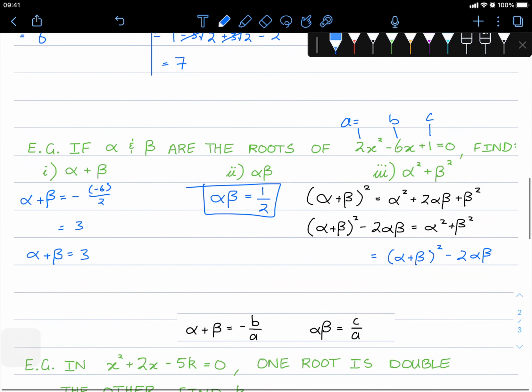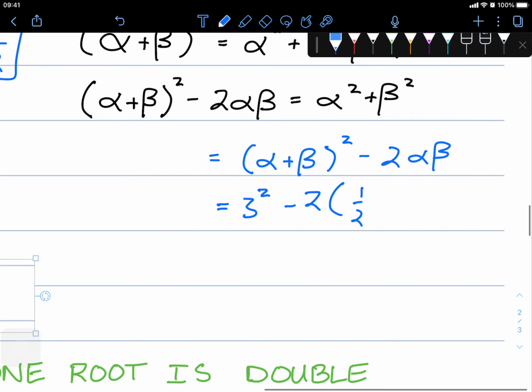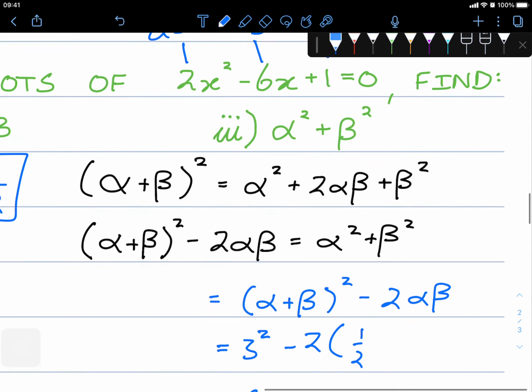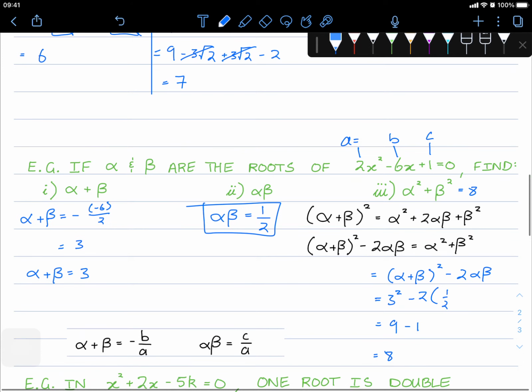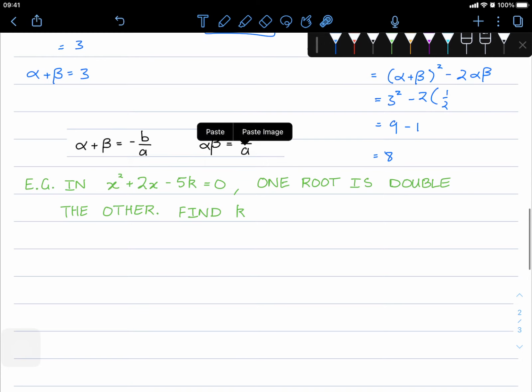And we have these values already. Alpha plus beta is 3. So this is just going to be 3 squared minus 2 times alpha beta, which is half. This is going to be 9, take away 1. So alpha squared plus beta squared is just 8. So I hope you're seeing how this might be used. So let's move on to the last example where we might use the sum and product of roots.